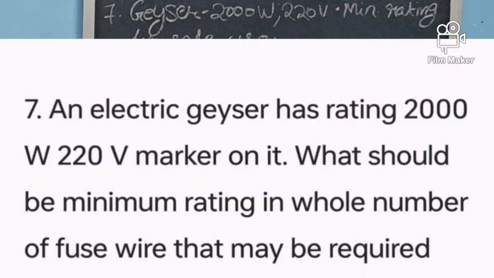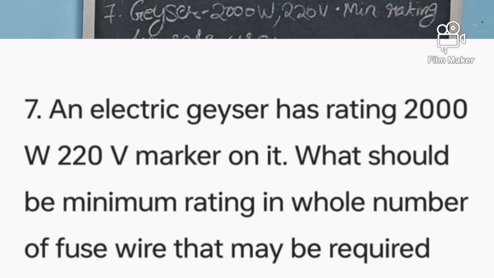An electric geyser has rating 2000 watt 220 volt marked on it. What should be minimum rating in the whole number of fuse wires that may be required for safe use with this geyser? They may have given it in a tough manner, but simply we have to find how to solve this kind of problem. See, they have said there is a geyser and it is having a power value as 2000 watt, and moreover they have given you potential difference as 220 volt. Now they have said what is the minimum rating in the whole number of fuse wire that may be required for the same. Means what?